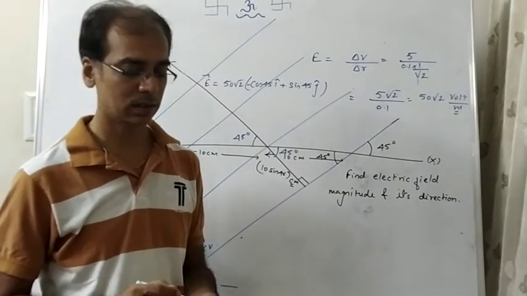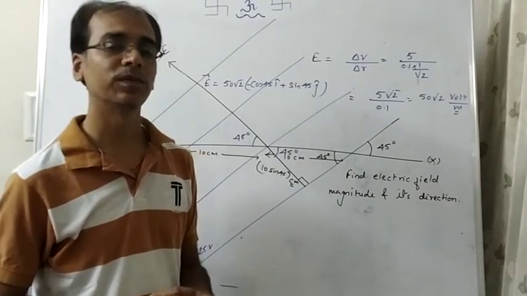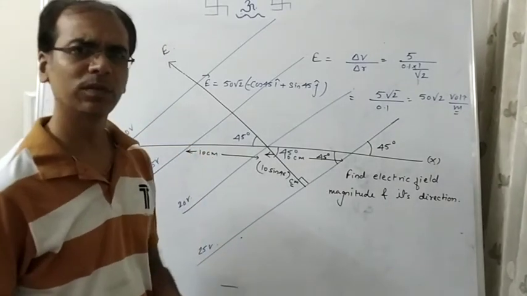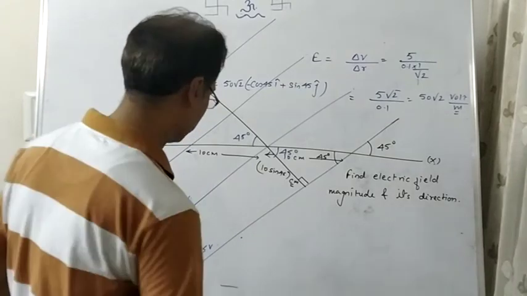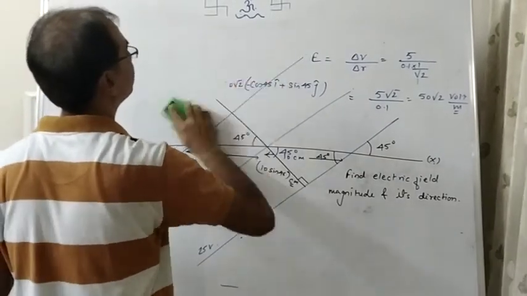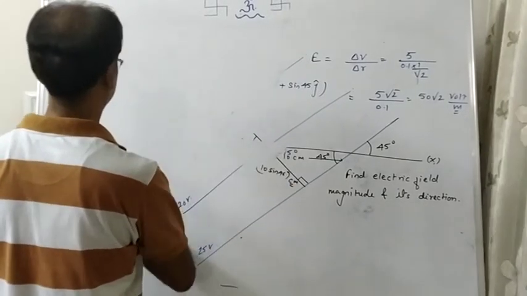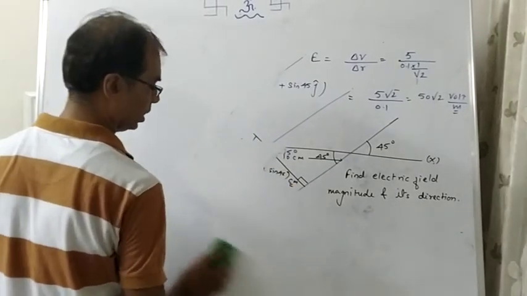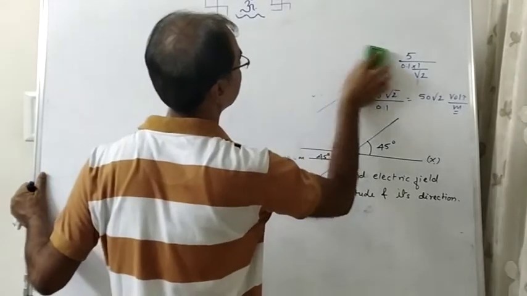In the next class we are going to see further, or maybe one more question we can see today. Let's see, one more question we will do. We will find the locus of the equipotential surface.